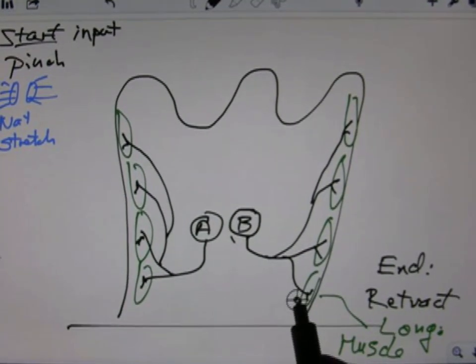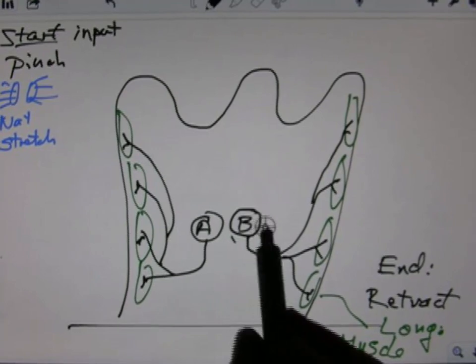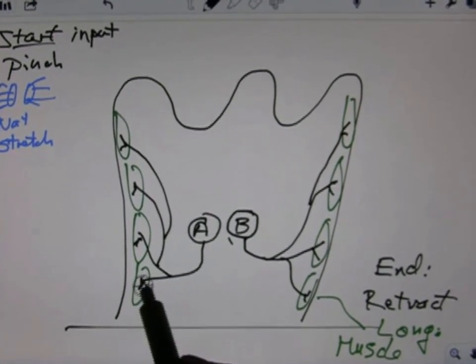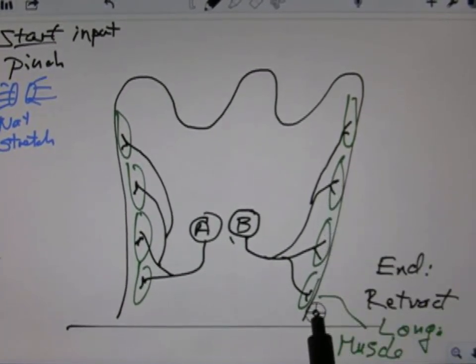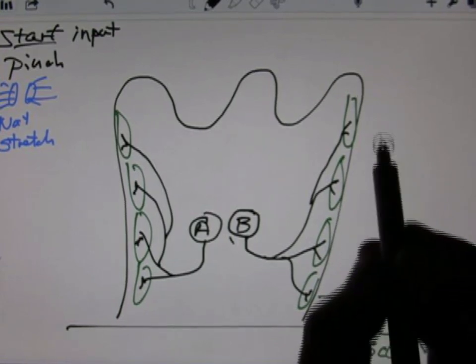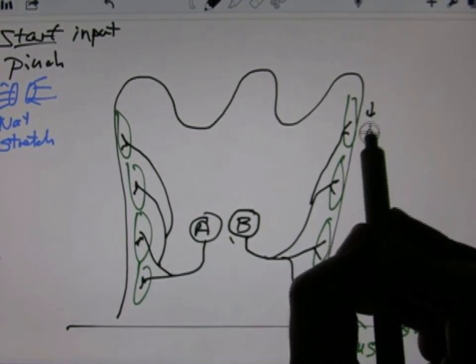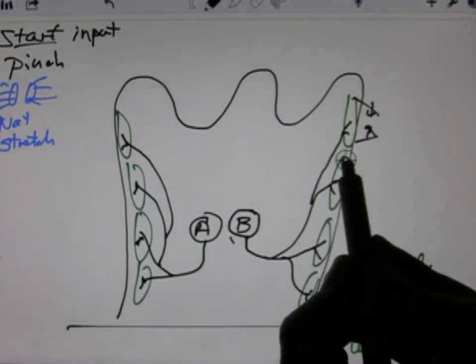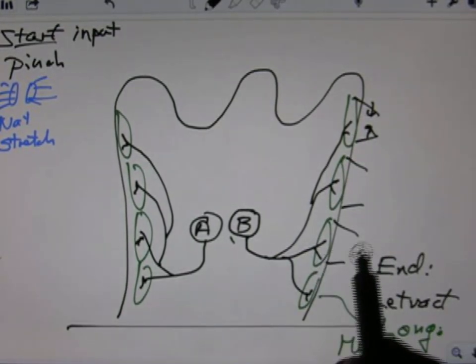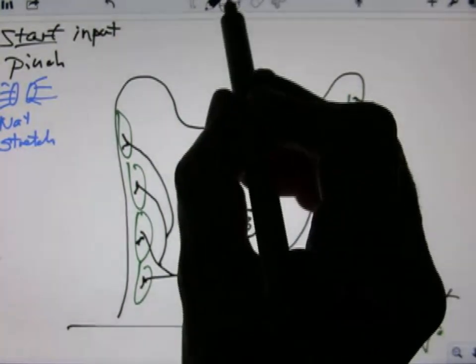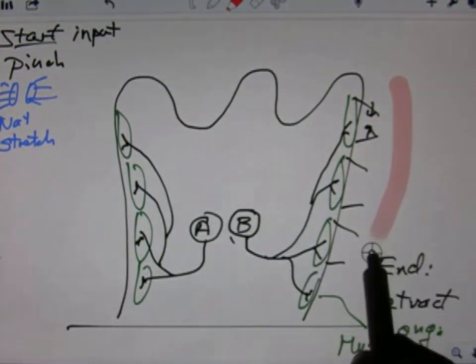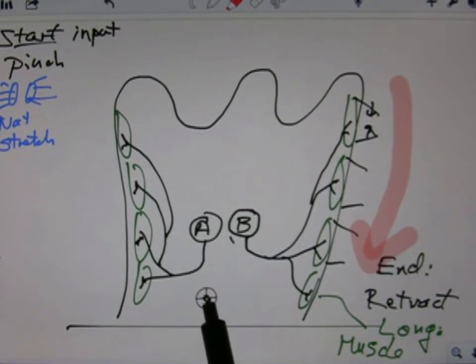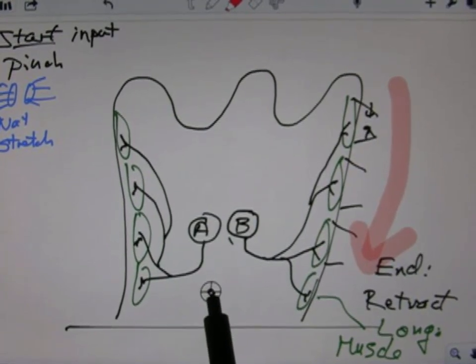Okay. So now we have a way, if we cause action potentials in A and B, that will send action potentials to these muscle cells. Those muscle cells will shorten. Each muscle cell will shorten. And if all of them get shorter, then our whole anemone is going to shorten, it's going to contract.